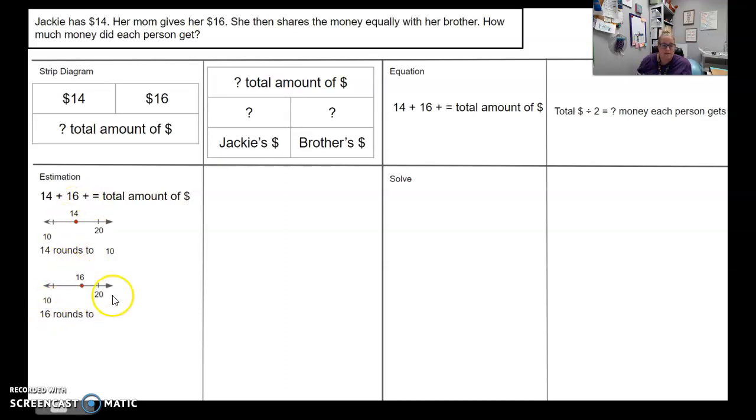So I have 10 on this side, 20 on this side. 16 is a little bit further over. So is 16 closer to 10 or 20? That's right, it's closer to 20. So 16 rounds to 20.